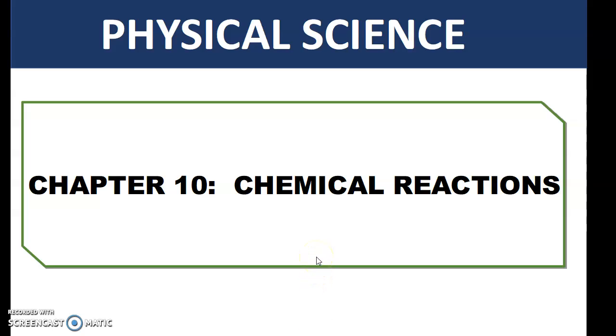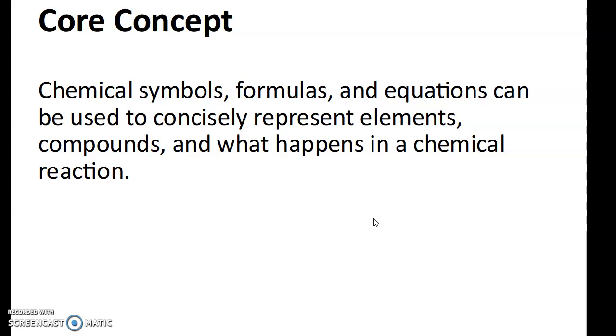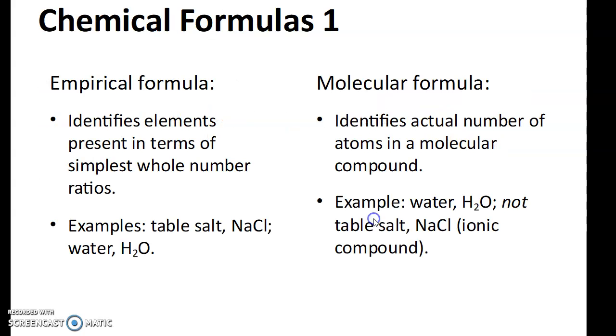Well, now that we know all about the ionic structure of the different atoms and the way in which they can form different chemical bonds, we're going to talk in this chapter about chemical reactions. In other words, how to make and break those chemical bonds. The idea here is that the chemical symbols, the formulas, the equations can be used concisely to represent elements, compounds, and what happens in a chemical reaction. So all that knowledge that you have from the prior two chapters, you're going to now be applying.